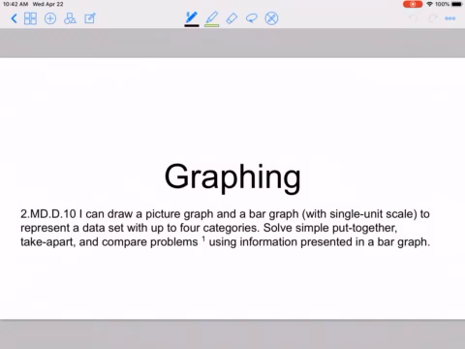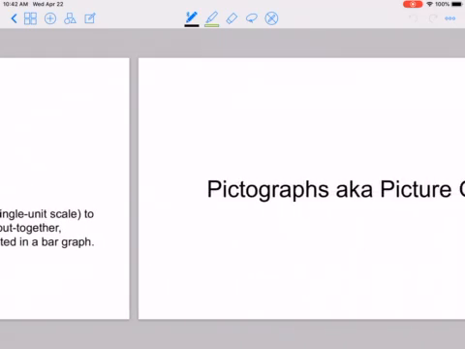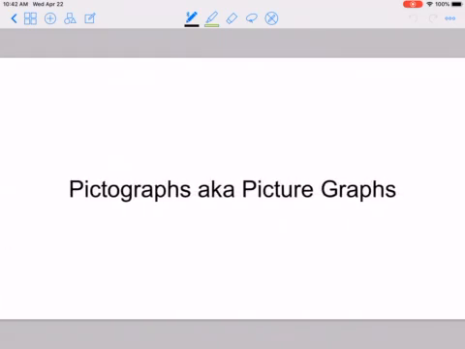I can draw a picture graph and a bar graph with single unit scale to represent a data set with up to 4 categories. So that's going to be our first that we're going to talk about today. And we're really today just going to be talking about pictographs or pictographs. We will kind of use those words interchangeably.